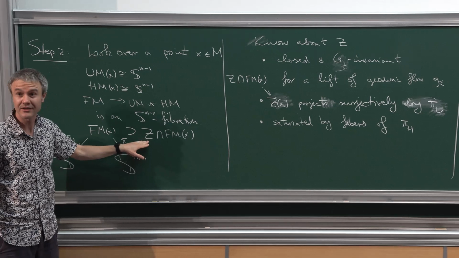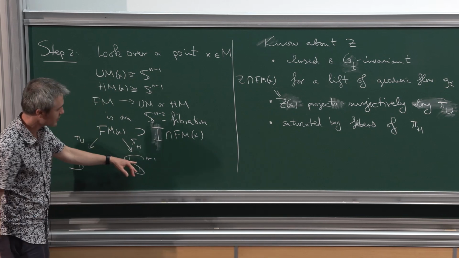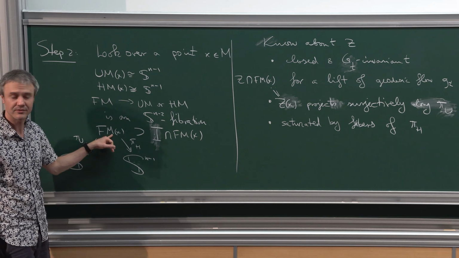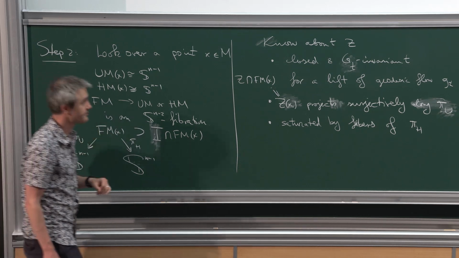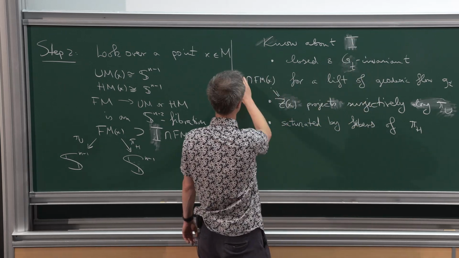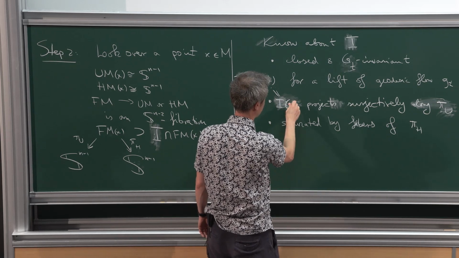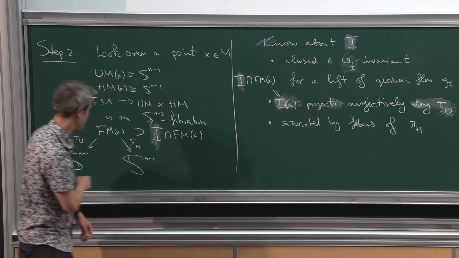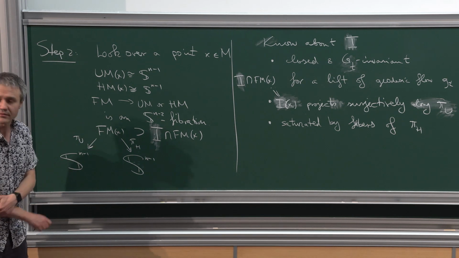Here the set is supposed to be I. Yes. So I apologize. Our ultimate goal is to show that Z is everything, but we're going to just show that I is everything. So I is the incident set.